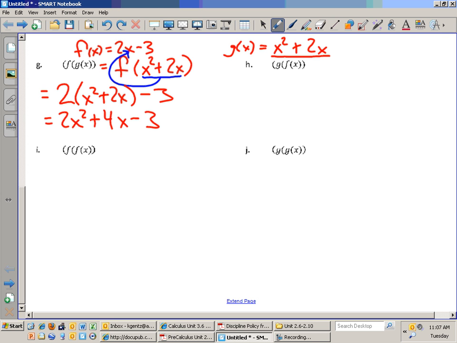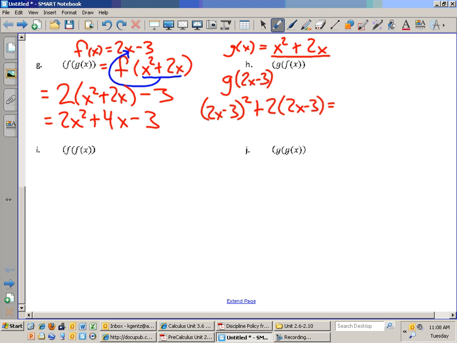G of f of x, what do I do now? That looks hard. So I have g of what? 2x minus 3. So that means what I need to do is take 2x minus 3, that quantity squared, plus 2 times 2x minus 3, right? How do I square 2x minus 3? FOIL it. First, outside, inside, last. So I've got to FOIL 2x minus 3.